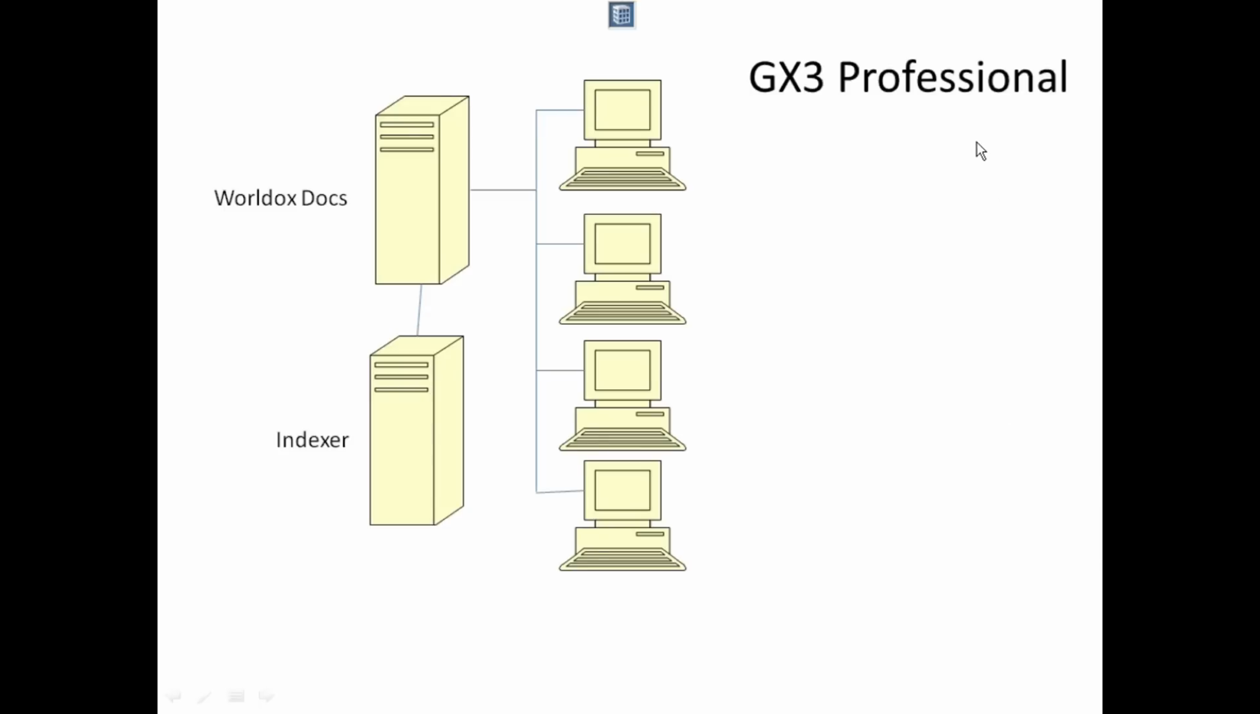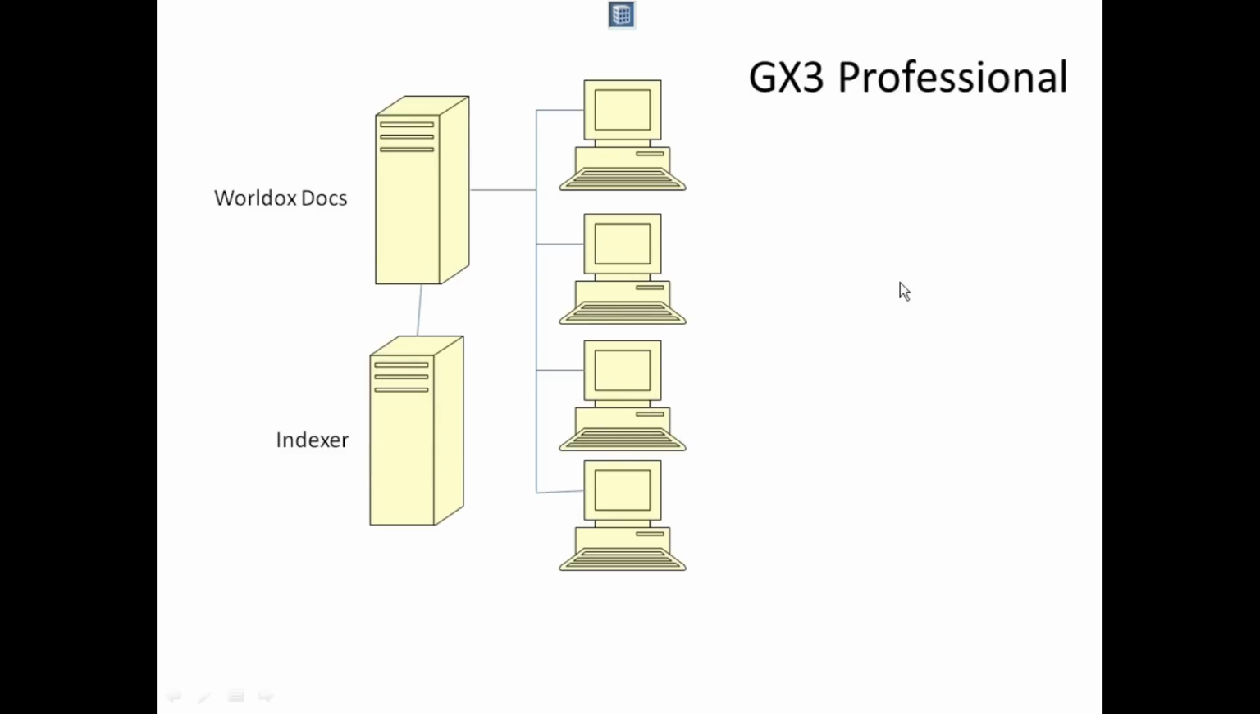Now, for those of you who have been familiar with WorldDocs for a while, this is the way WorldDocs has always been. It has always been GX3. It's always been this professional configuration. What that means is you have a server that has your WorldDocs documents on it. You have a separate machine that does not have to be a server grade machine. It can just be a workstation grade machine, but it should be dedicated to this task that serves as what we call the indexer. That kind of does all the work and takes that need for computing power away from the server, puts it on a separate machine, and then you have all your computers within the network that can access those documents.